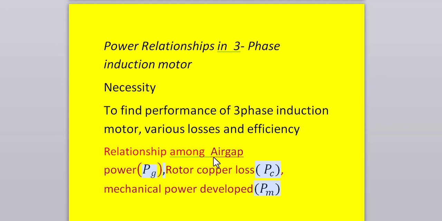Here the major powers that are related, or the relationships required, are three. One is air gap power, the other is rotor copper loss represented by Pc, and mechanical power developed represented by Pm.